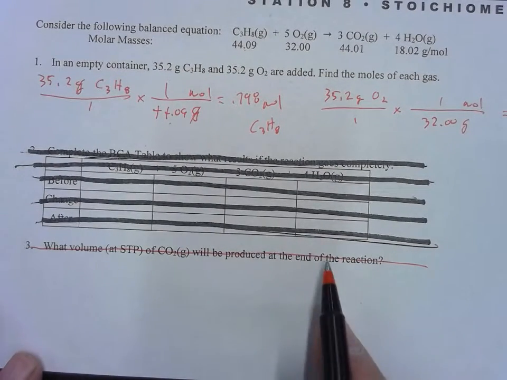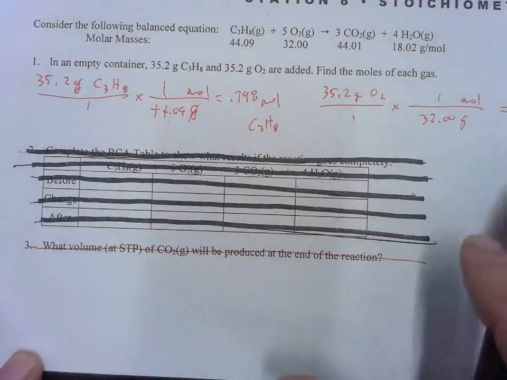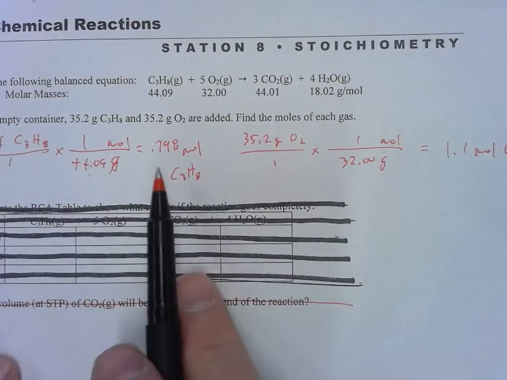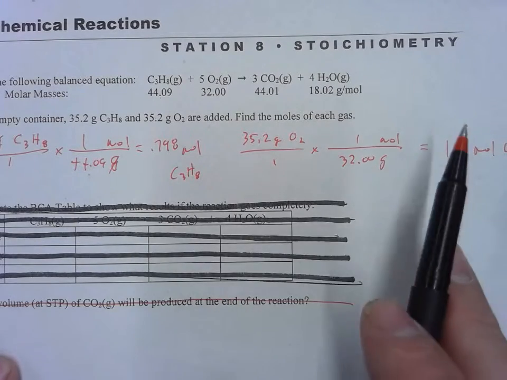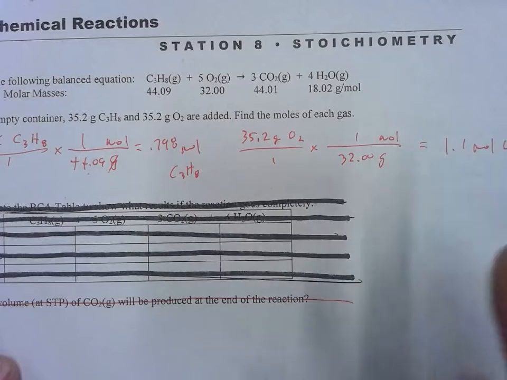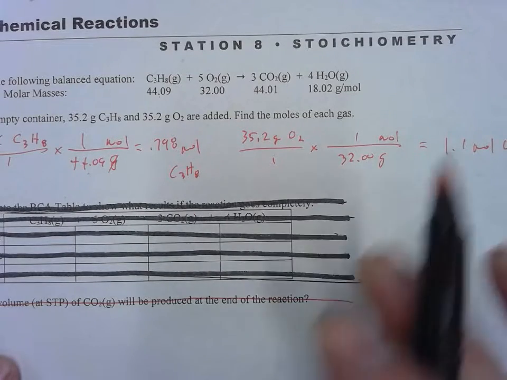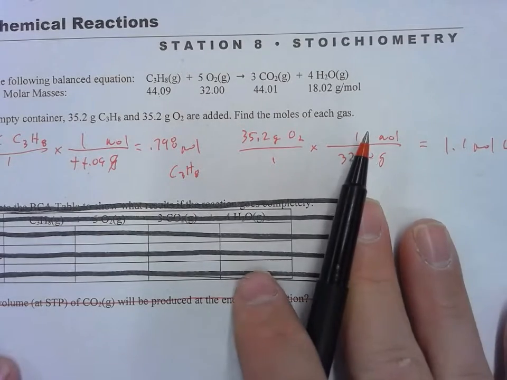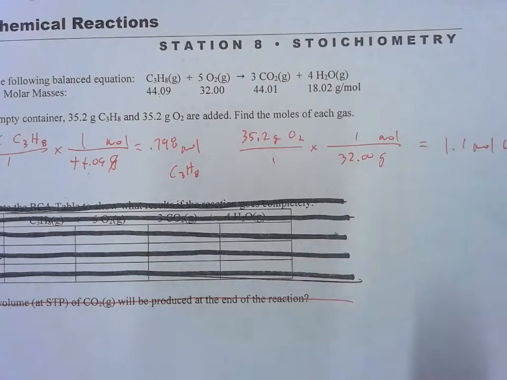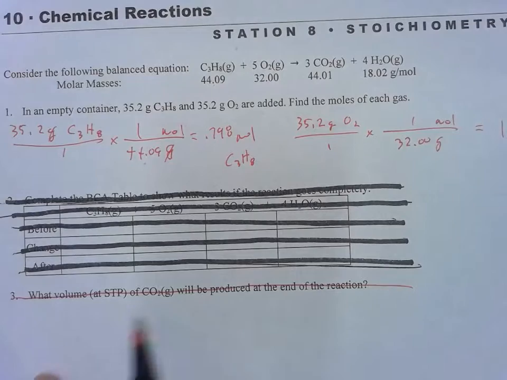The reason I crossed it off is one of these two is going to limit how much CO2 can be produced. Initially you're going to think it's that one, but it may not be. It might be the amount of O2. The only way to really find out is to know which one limits, and to be honest with you, that's going beyond the scope of this unit. I can teach you how to do that, but I'm not going to. That's why I crossed this off.